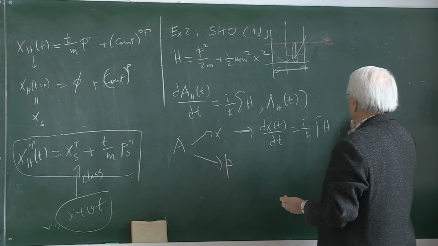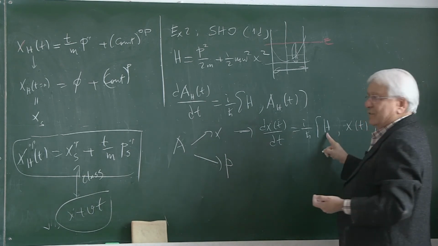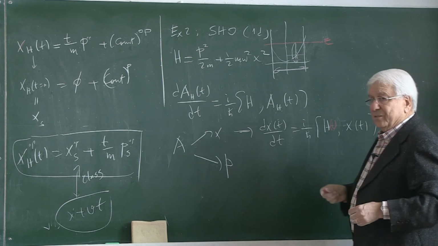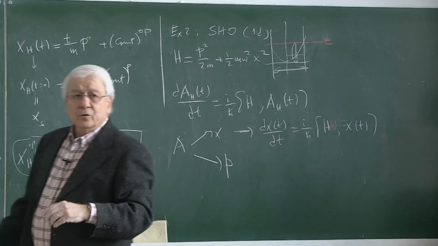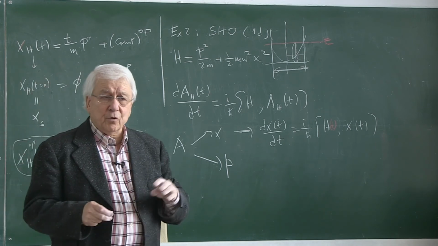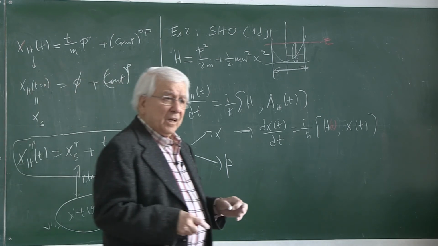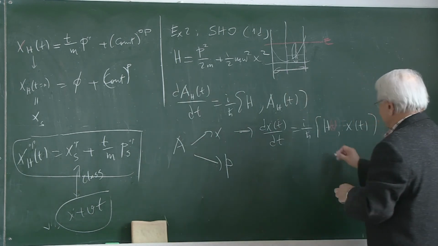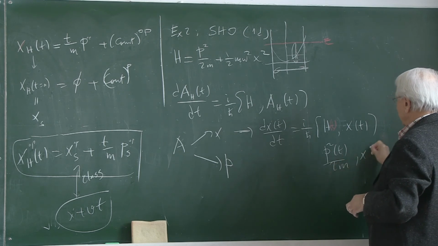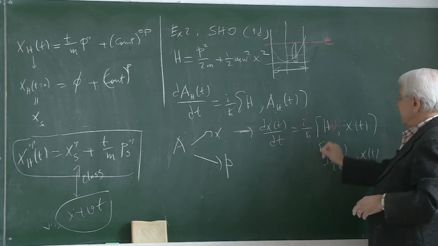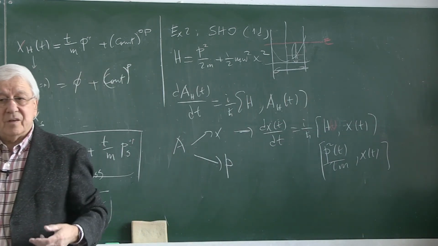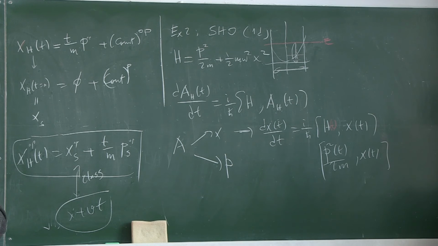H and x(t). H is time independent. I'm free to choose at any time I like. I take it to be at t so that I can use the equal time commutation relations that we worked out among the basic operators, x's and p's. So this is p squared(t) divided by 2m, and that's x(t). You may say, how nice. As far as this x portion is concerned, it's the same as that equation I obtained for the free particle.